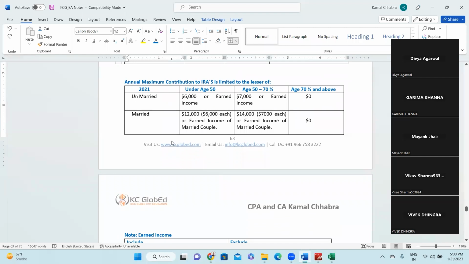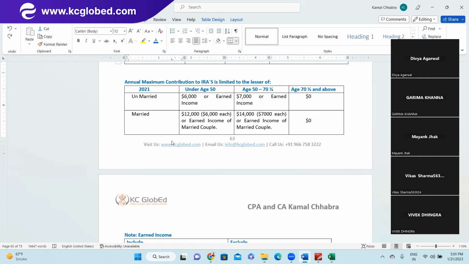Okay, so now let's understand what is the annual maximum contribution to IRA. What is the limit? So IRA contribution is limited to lesser of, or under the age 50, there is a separate limit. 50 to 70 and a half is separate limit, and more than 70 and a half, they require no limit. You can contribute if you want, right?